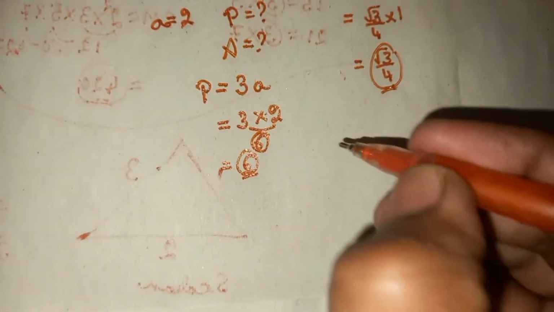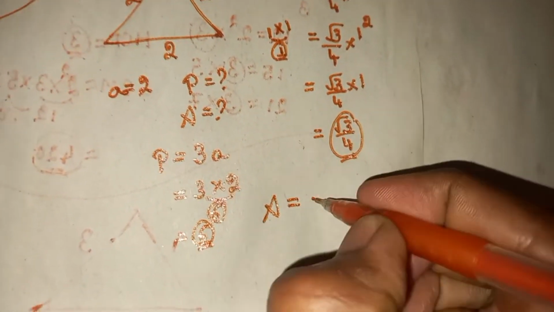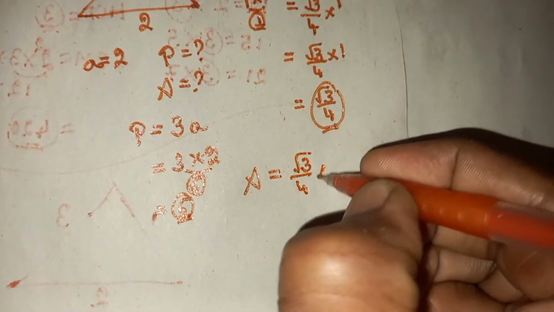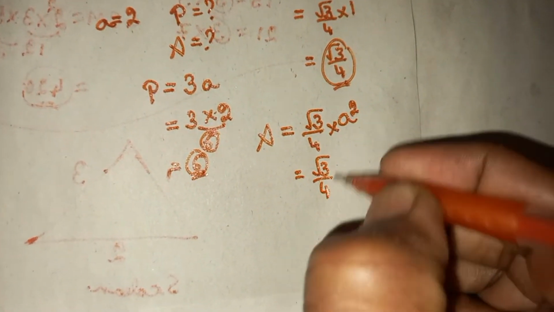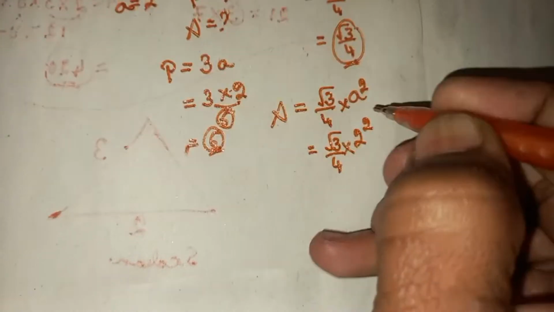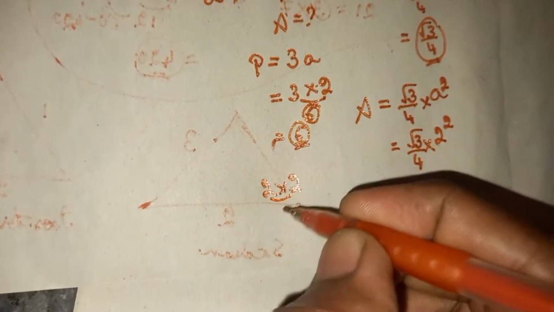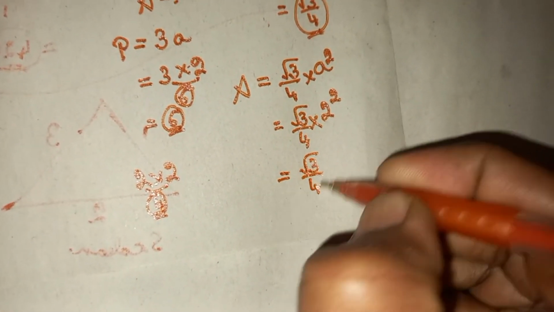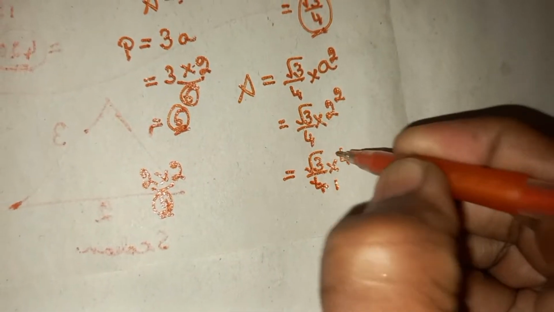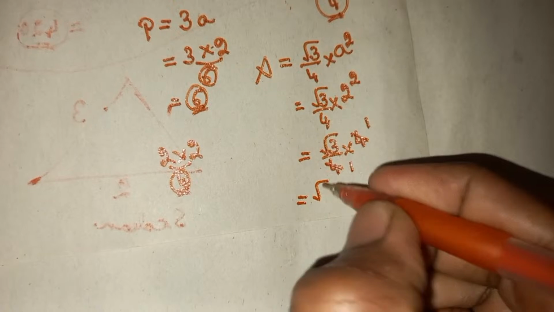Now you can find the area. The area of this equilateral triangle is root 3 by 4 times a square. This is nothing but root 3 by 4 times 2 square. 2 square means 2 times 2. 2 times 2 is 4. So this is equal to root 3 by 4 times 4. For 1 times, you can divide the numerator and denominator. It remains as root 3 square units.